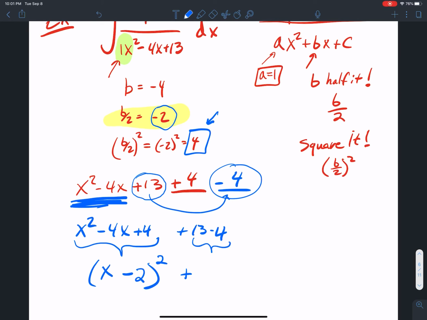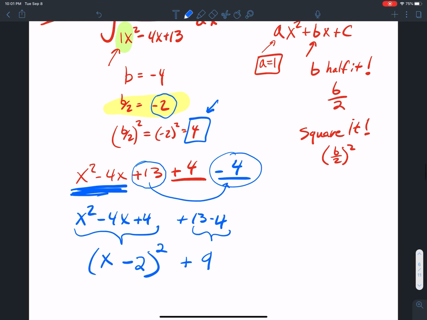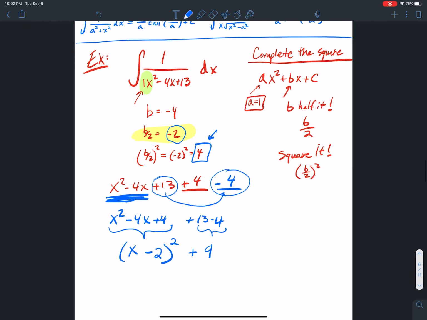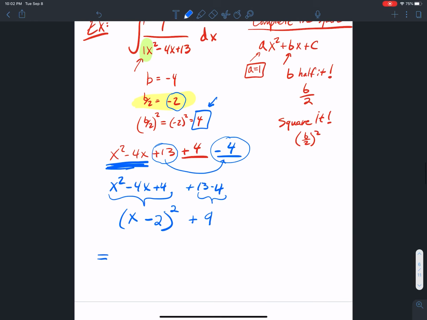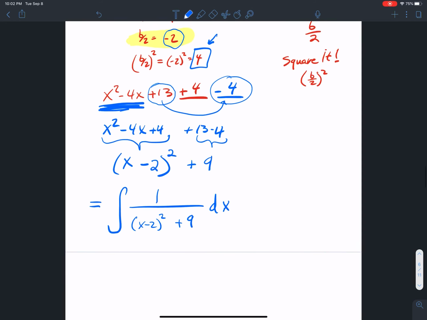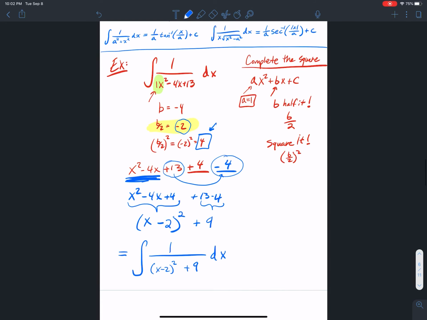And then this adds to, golly, what's that add to? That adds to 9, right? I hope so. Okay. So now I've got to rewrite my integral. It's the integral 1 over x minus 2 squared plus 9 dx. Okay? So I've rewritten it using complete the square.